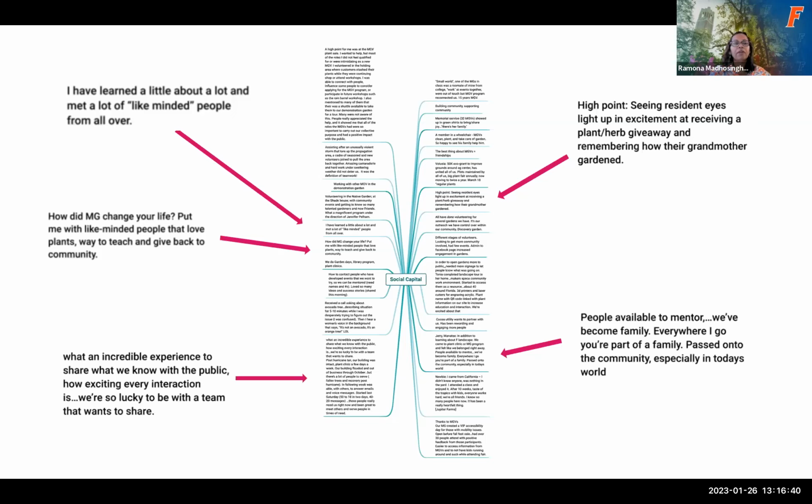So at the top, you found a lot of like-minded people. Right. So again, that speaks to social connections, building capital, bridging capital, and relationships. Meeting like-minded people that love plants and they want to teach and they want to give back to the community. So again, your contributions to communities, not just within the program, it's also outside of the program, and it's also across the state, like Linda mentioned earlier about how you can share and learn from each other. Plant and herb giveaways and remembering how their grandmother gardened. So again, that generational information, social connections across generations.